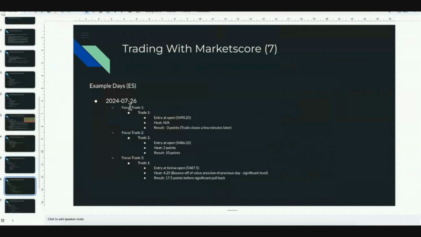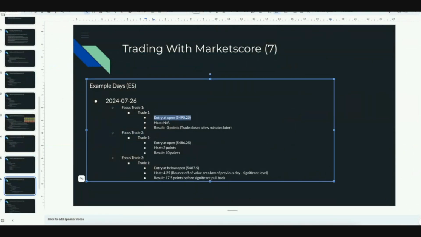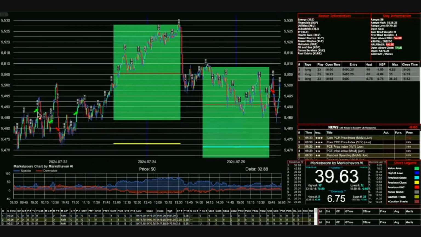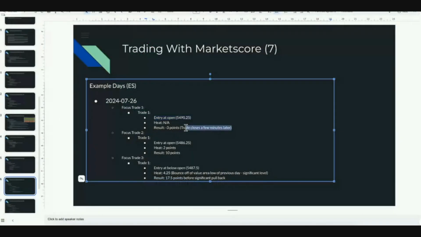The next day is the 26th. We have an entry at the open of 54.90. So it gets in and it gets into a long. It basically immediately goes against you, so you take a 3-point hit.